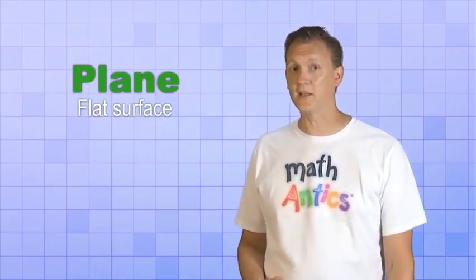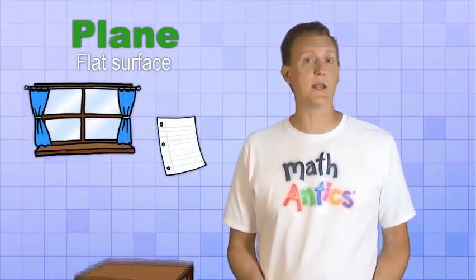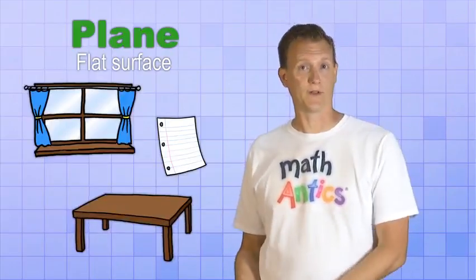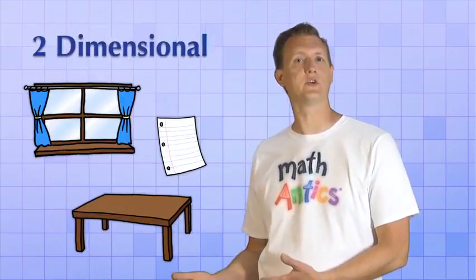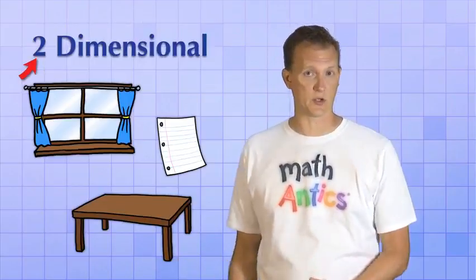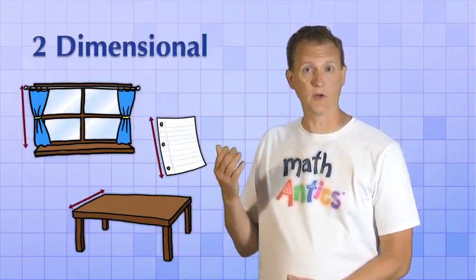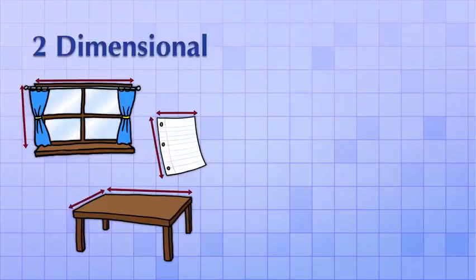It's a flat surface like a window or a sheet of paper or a tabletop. A plane or flat surface is what we call a two-dimensional object because there are 2 dimensions that you can move in. You can go up and down, or you can go left and right. A line, on the other hand, is a one-dimensional object.